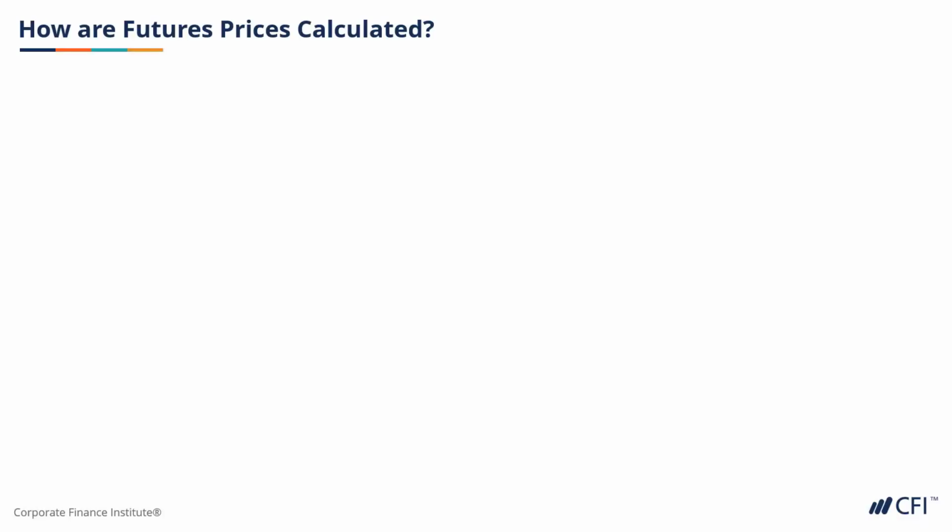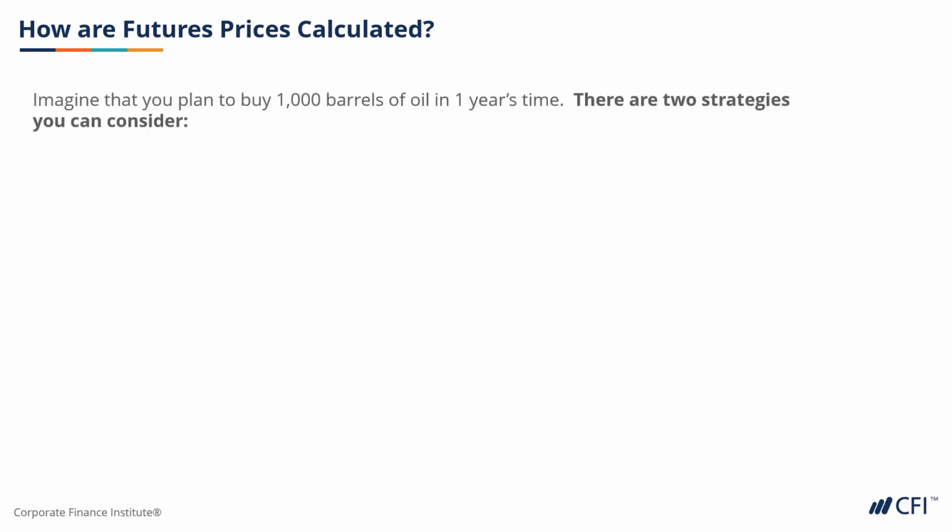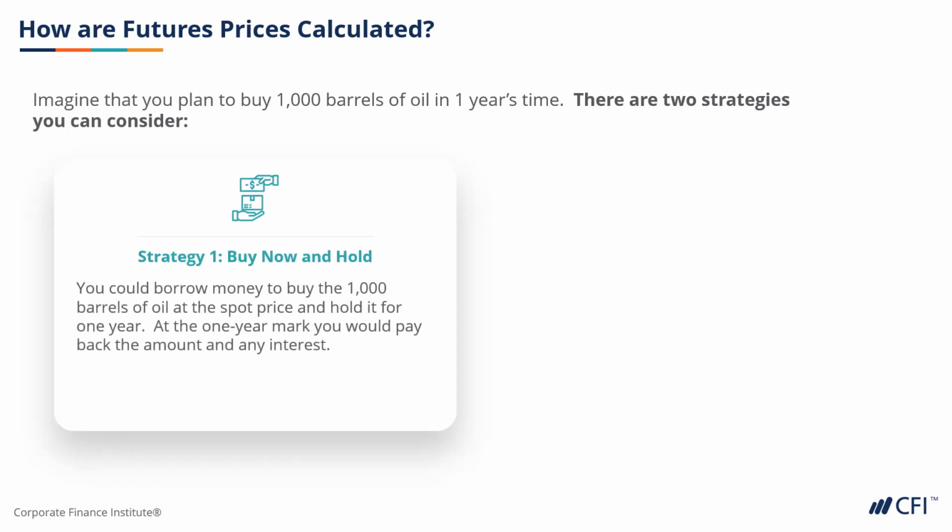How are futures prices calculated? Well, let's work through an example. Imagine that you plan to buy 1,000 barrels of oil in 1 year's time. That's when you actually need the oil. There are 2 strategies you could consider. Strategy 1 would involve you buying the oil now, even though you don't need it now, and then storing it for a year until you need it.